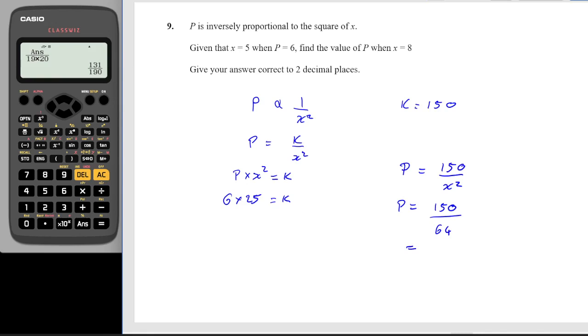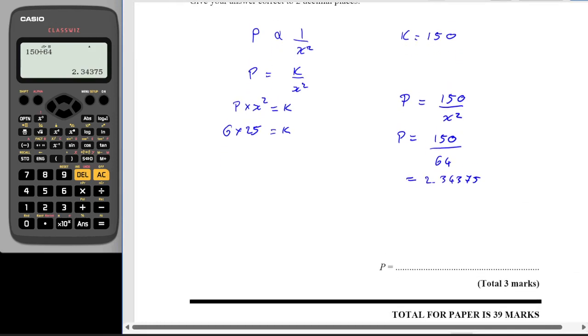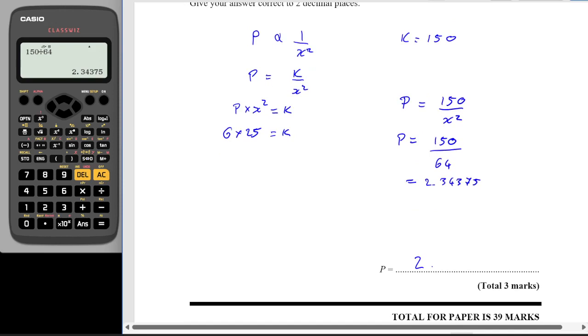And it asks for it correct to 2 decimal places, so it's asking for a decimal. I've typed that in wrong. There we go. So we're looking at 2.34375, which to 2 decimal places is going to be 2.34.